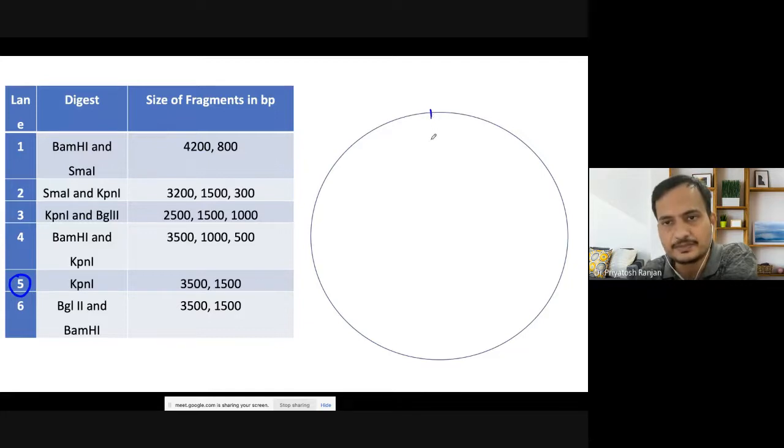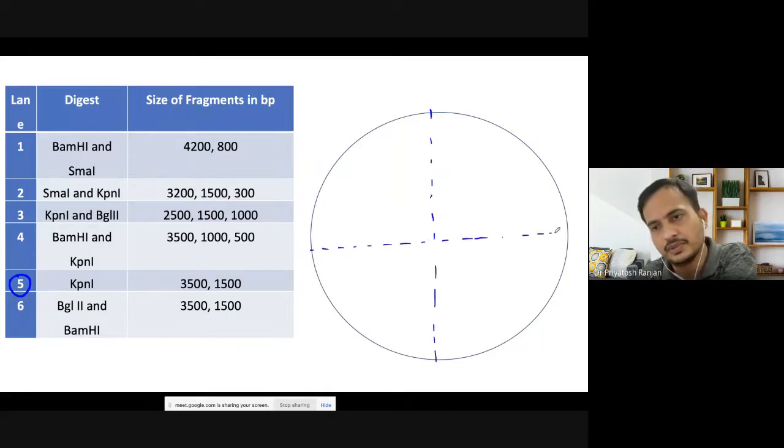Just for my scaling, I will divide this circle into quadrants of approximate size so that I'll be able to do the proper scaling. As I said, it's 5 kb, so consider each quadrant approximately 12.5 kb. Now, let's start with KpnI. I'll keep a site for KpnI, just random. You can choose any of your favorite positions. So I'm just writing KpnI here. And the second should be aligned in such a way that it is going to generate 3500 and 1500. Considering that this is approximately 12.5, 12.5, I can place another arrow for KpnI at this site.